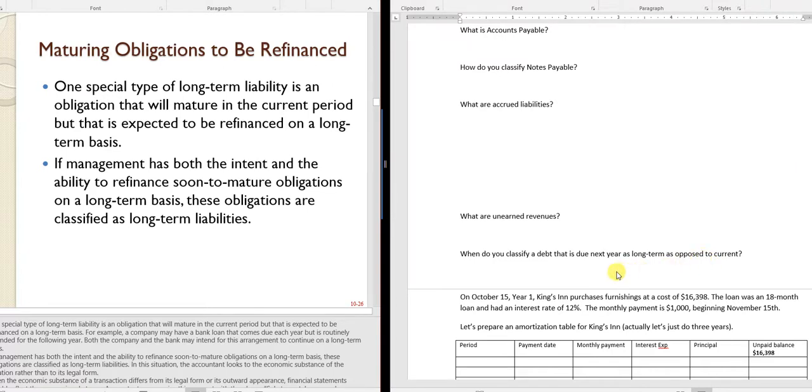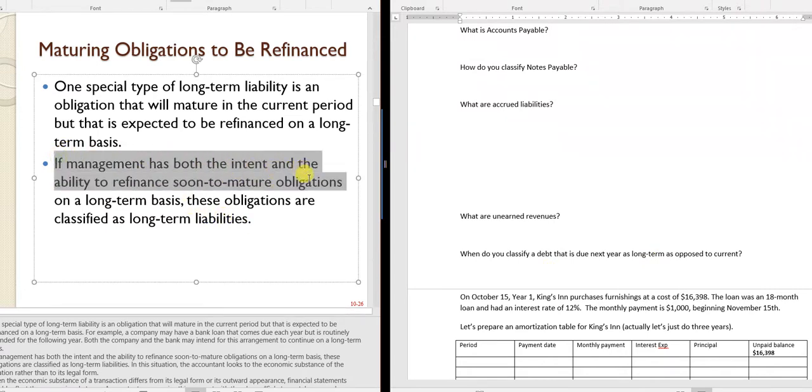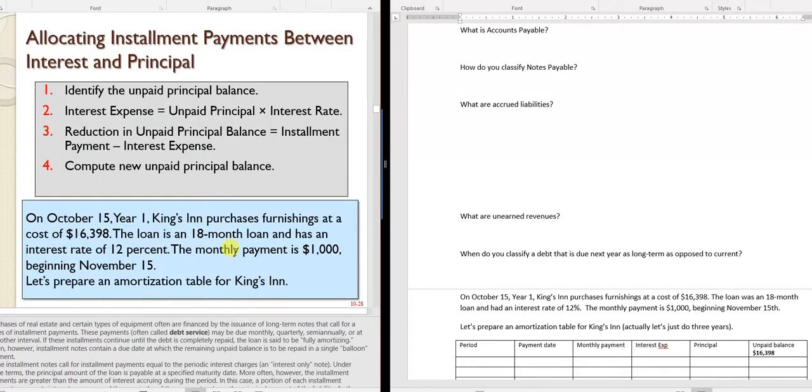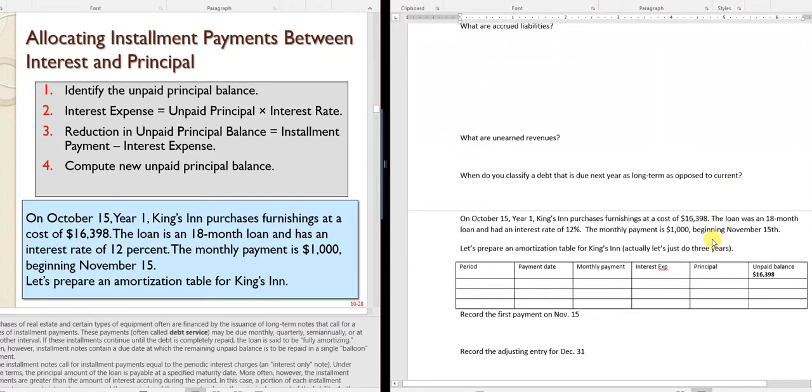If you have entered into a refinancing agreement, even though the debt is due next year, and you're not going to pay it next year, you would classify that as long-term because you intend to refinance. If management has both the intent and the ability to refinance soon-to-mature obligations, you classify them as long-term because you aren't going to pay them. You want your balance sheet to show the things you're actually going to pay next year. You can read that.